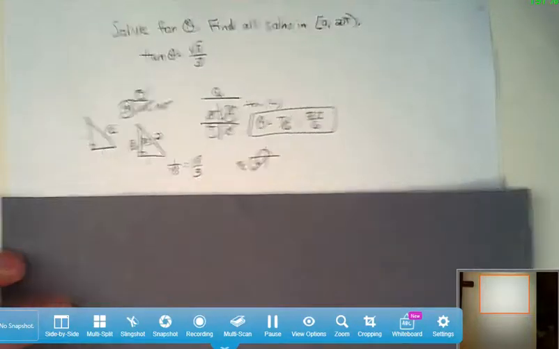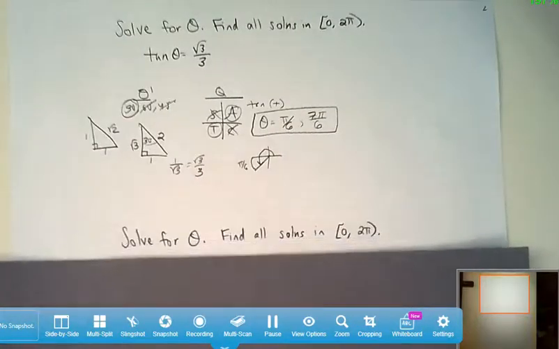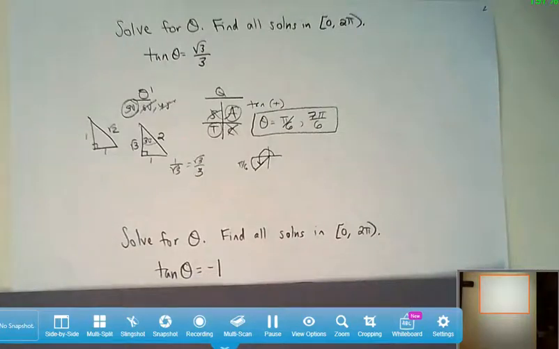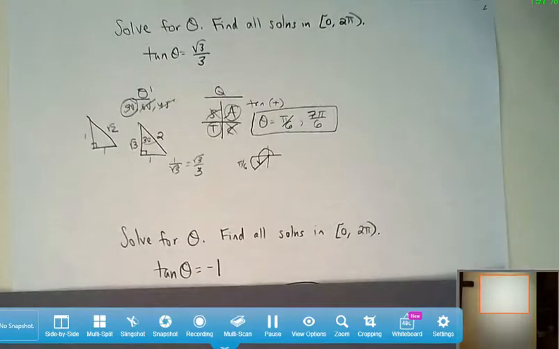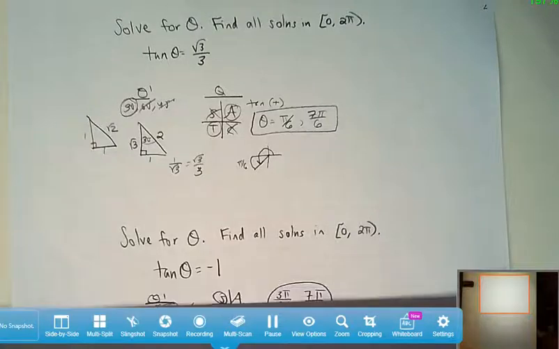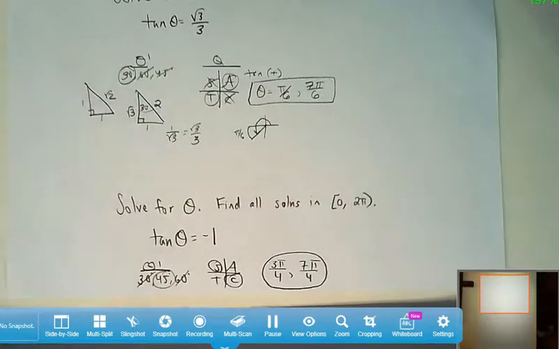What I'd like you to do next is practice one of these on your own. So I'd like you to take a moment and solve for theta if you're given that tangent of theta equals negative 1. And the answers you should get are 3 pi over 4 and 7 pi over 4.